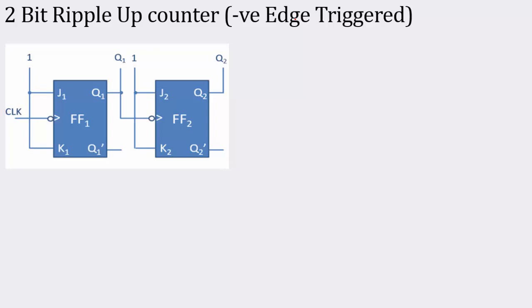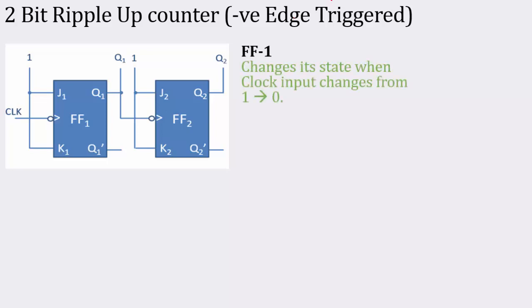Look at flip-flop 1. When the clock input changes from 1 to 0, flip-flop 1 changes its state. Why does it change its state? Because J and K are connected to 1.